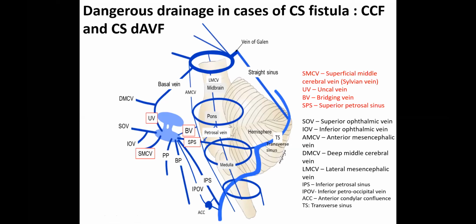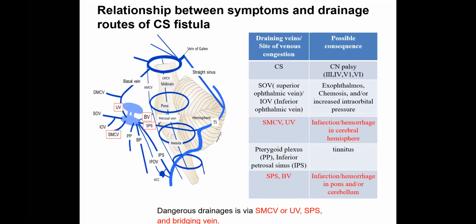And in the cavernous sinus, dangerous venous drainage is also present. So this is very important to know, because when we occlude, when this drainage is like in SMCV and like uncal vein, bridging vein, they are more prone to hemorrhage, bleeding. So these draining veins are very important. And this draining vein causes symptoms like, if it involves the superior ophthalmic vein, then exophthalmos, chemosis, and if it involves the SMCV or uncal vein, infarction, hemorrhage, and so on. And likewise, the inferior petrosal sinus, sigmoid sinus causes tinnitus.